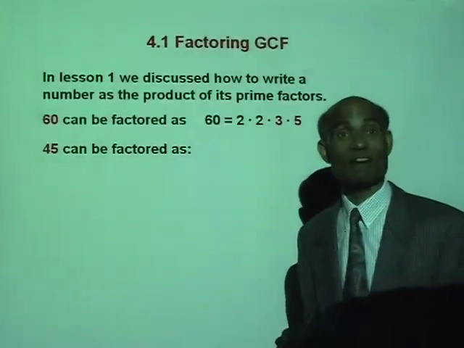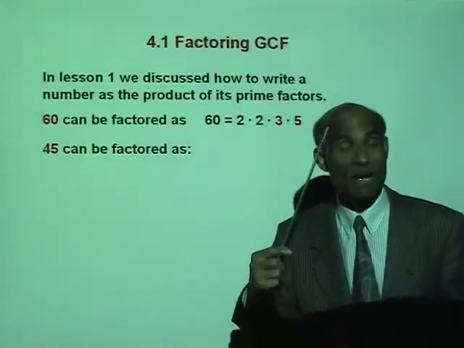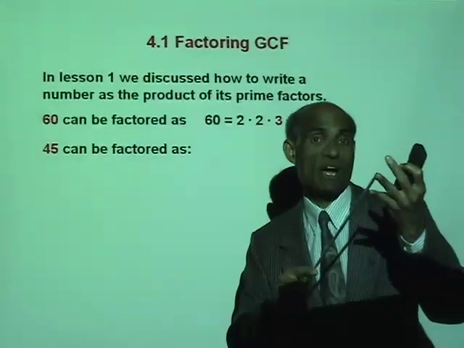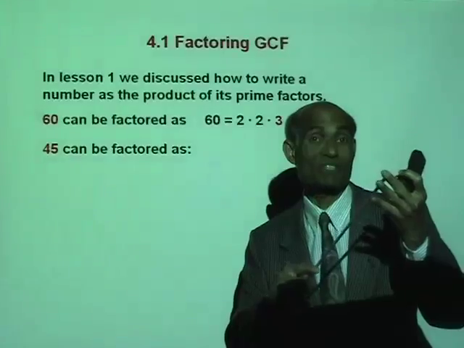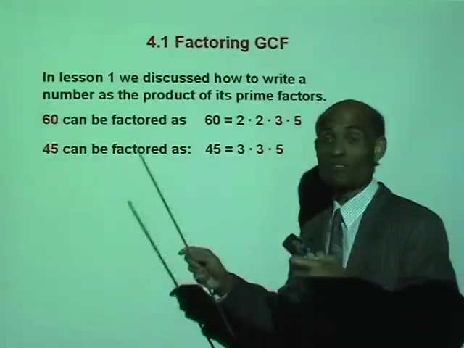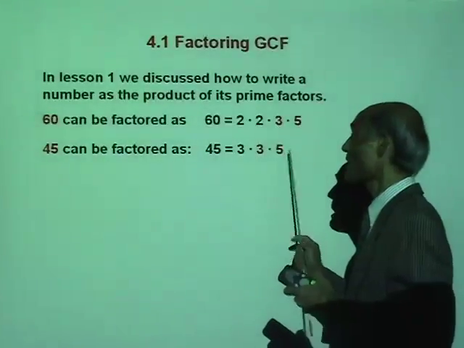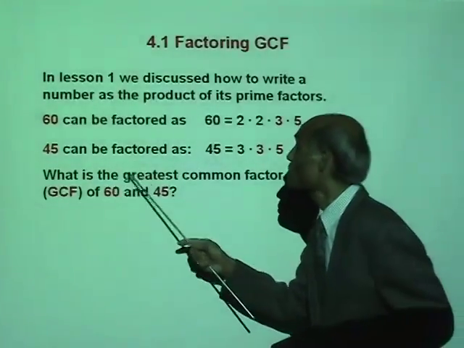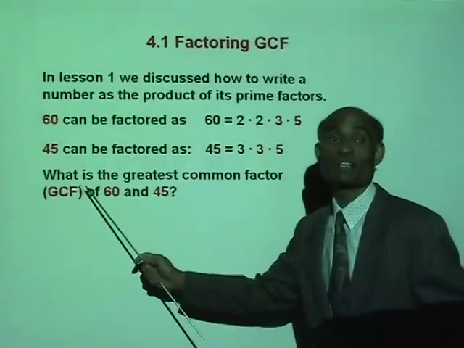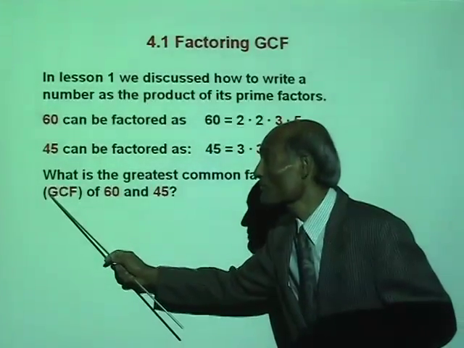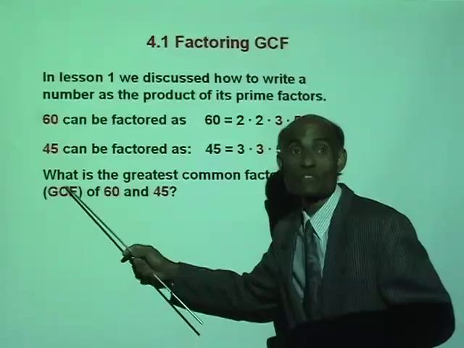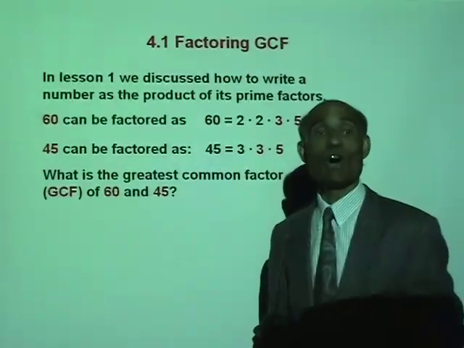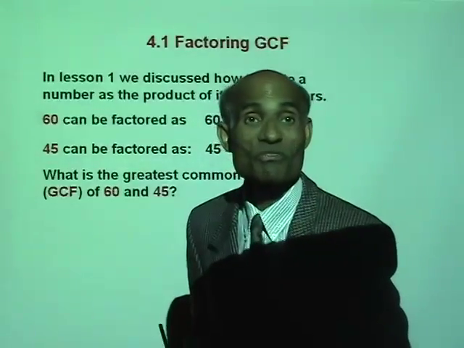45 can be factored as, can you do that in your mind? 45, look at this, 3 times 3 is 9, 9 times 5 is 45. So 45 is 3 times 3 times 5. Now, tell me, what is the greatest common factor, or GCF? GCF stands for greatest common factor. What is the greatest common factor of 60 and 45?